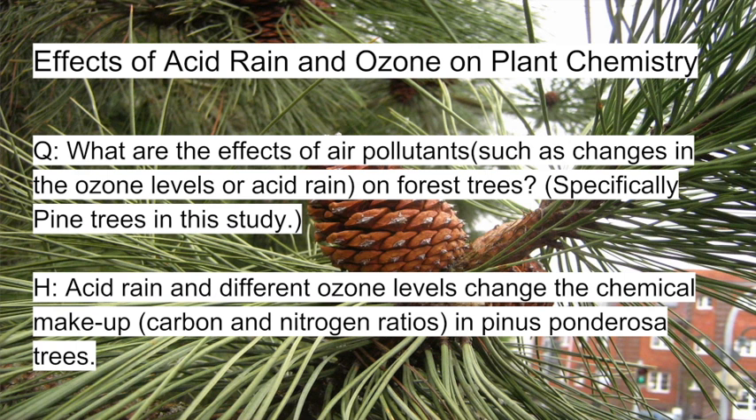In this study done by researchers Mohman and Helms, the effects of acid rain and ozone on plant chemistry was explored. They focused on Pinus ponderosa trees, which are the most dominant pine trees in the western United States. Their main question was, what are the effects of air pollutants on forest trees? They predicted that the combination of acid rain and different ozone levels alter the chemical makeup, specifically carbon and nitrogen ratios, as well as carbon and nitrogen concentrations, in Pinus ponderosa trees.